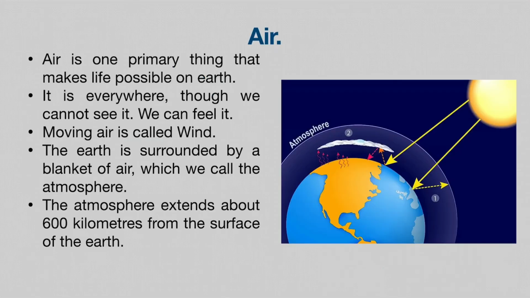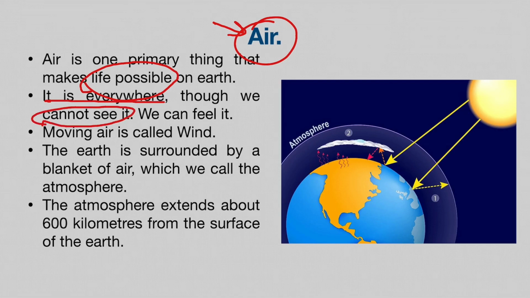Okay. The first topic that we have under the chapter is about air, right? So what is air? Of course, we all know air is the primary thing that makes life possible on earth. It is because of air we are able to breathe oxygen, right? Because oxygen is the part of air. It is everywhere, though we cannot see it. Of course, we cannot see air, but we can feel it, right?